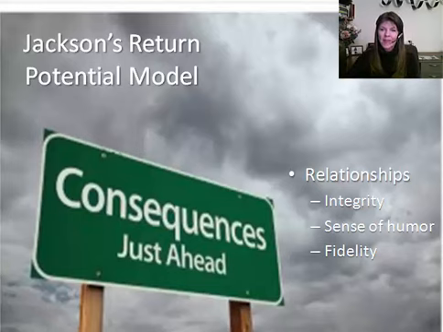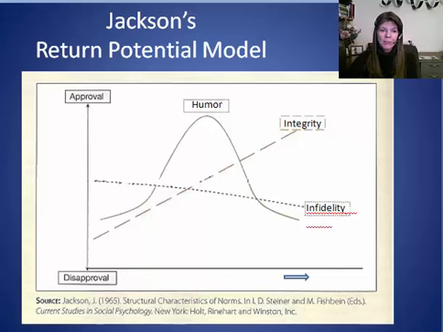All right, so now we're ready to look at an example of how Jackson's model was used to measure the approval return potential for three of these behaviors, qualities in U.S. culture. Okay, so we're starting here with integrity. See this line right here, integrity. Okay, see the strong positive relationship. The more integrity displayed, the more approval returned. That makes sense, right?